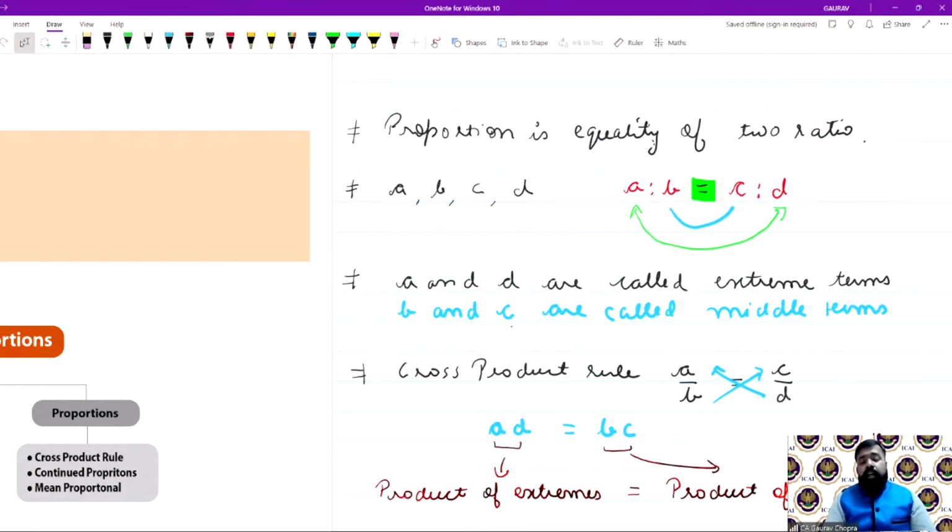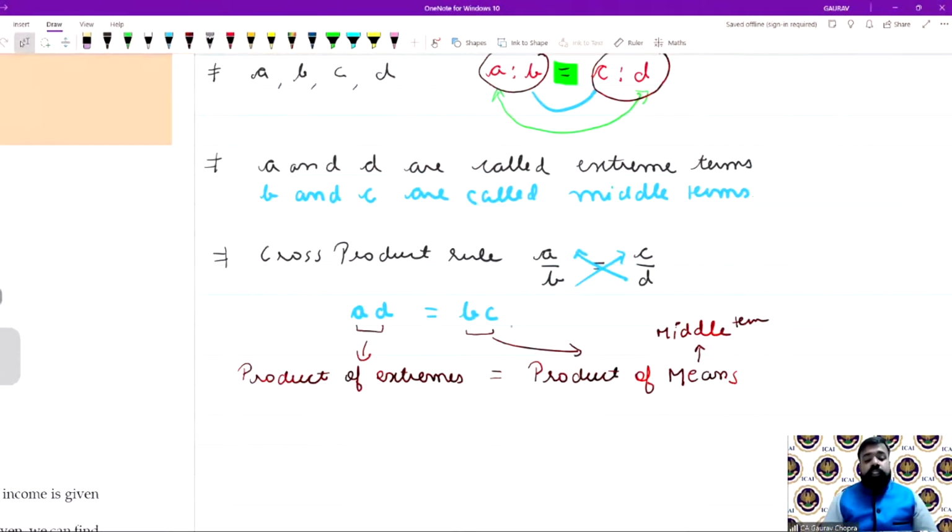फिर हमने एग्जाम्पल लिया A, B, C and D. अगर ये चार टर्म्स हैं और A is to B is equal to C is to D, तो first two terms A is to B, and next two terms C is to D, they are in ratio and they are equal. Then we have discussed that जो हमारी extreme values हैं, जो हमारी corner values हैं, वो कौन सी हैं? A and D. So A and D are known as extreme terms, और जो बीच में lie करती हैं, B and C, are known as the middle terms. फिर हमने बात किया क्रॉस प्रोडक्ट रूल के बारे में.